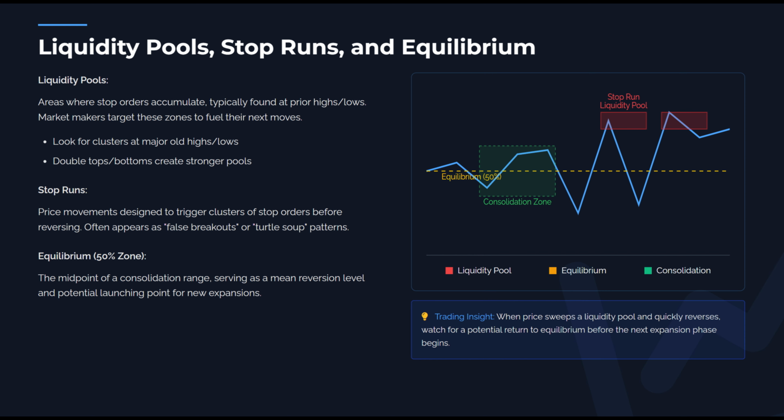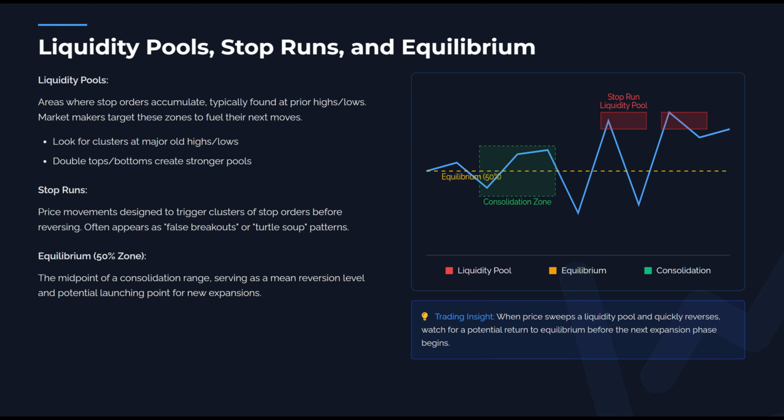Now let's explore the other two crucial tools: liquidity pools with stop runs and equilibrium levels. Liquidity pools are like fishing holes where all the fish gather. In trading terms, they're areas where lots of stop losses cluster together, usually just above obvious highs or just below obvious lows. Here's what happens.